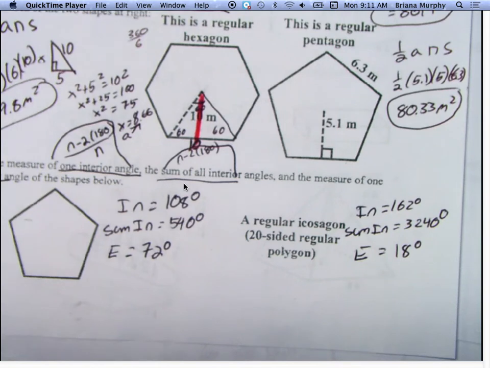Questions? Those formulas are on the board as well, by the way.